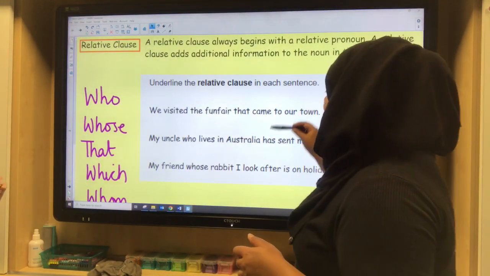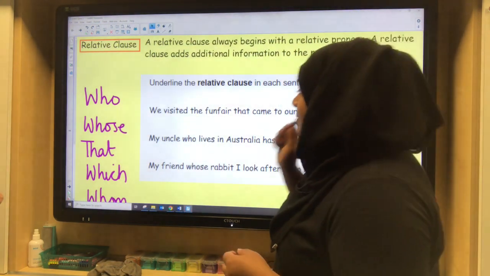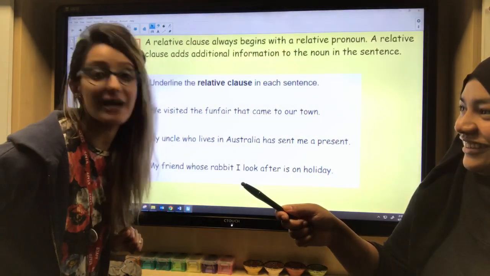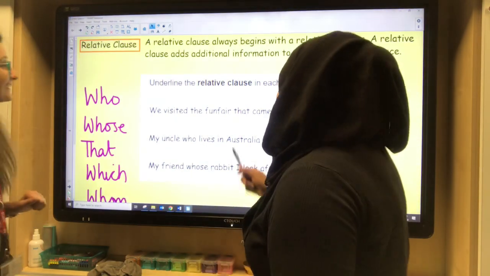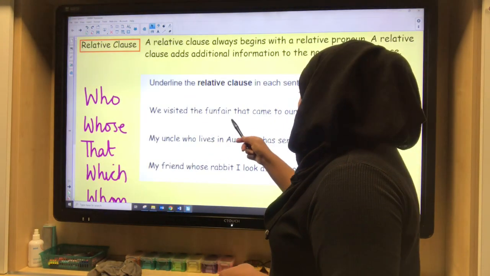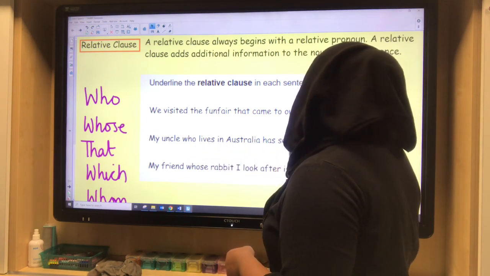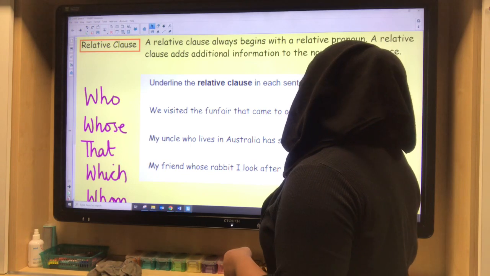I'm going to read you each of the sentences, and then we'll start underlining. Remember, the relative clause must begin with what, Mrs. Gale? Must begin with a relative pronoun. Right. The first one says, "We visited the fun fair that came to our town." The second one, "My uncle who lives in Australia has sent me a present." And the third one, "My friend whose rabbit I look after is on holiday."